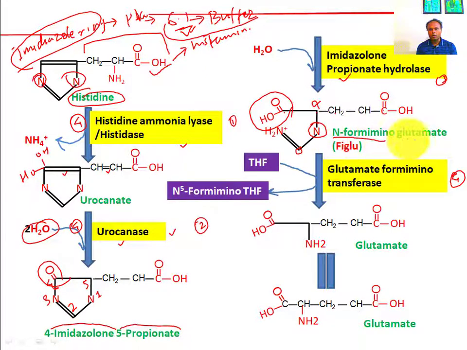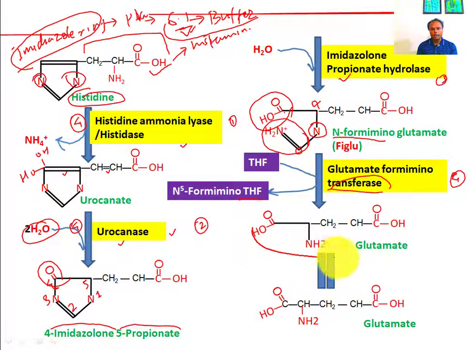So N-formimino glutamate is formed through this series of 3 reactions, and this is closer to glutamate. What will happen? This group has to be removed to convert this molecule into glutamate. Now this group is transferred to tetrahydrofolate through the transferase reaction, and this is done by glutamate formimino transferase, and this formimino is transferred to the 5 nitrogen group of this tetrahydrofolate, and this is why this is 5 and 5-formimino tetrahydrofolate. Now the compound resulted is glutamate.